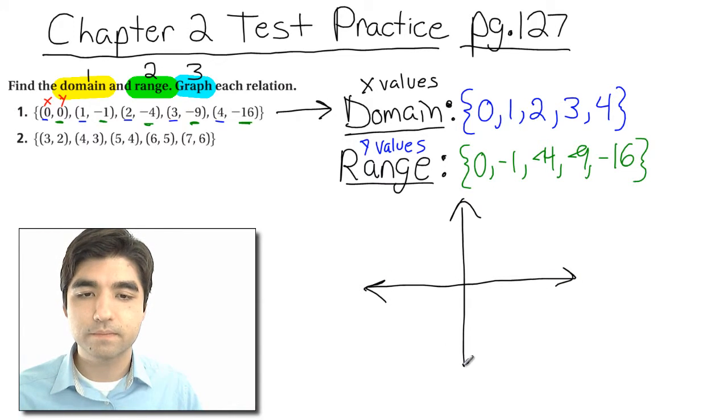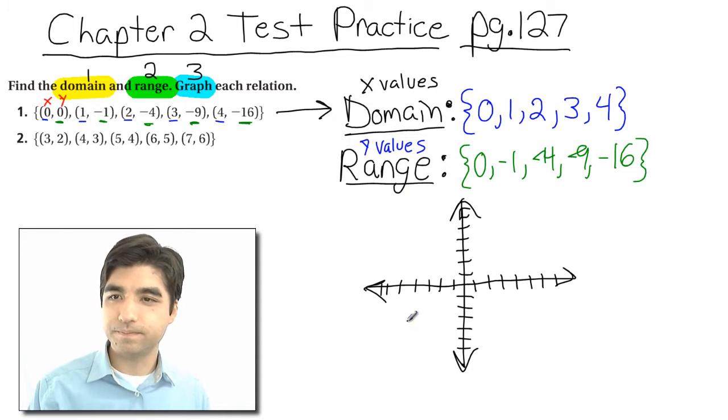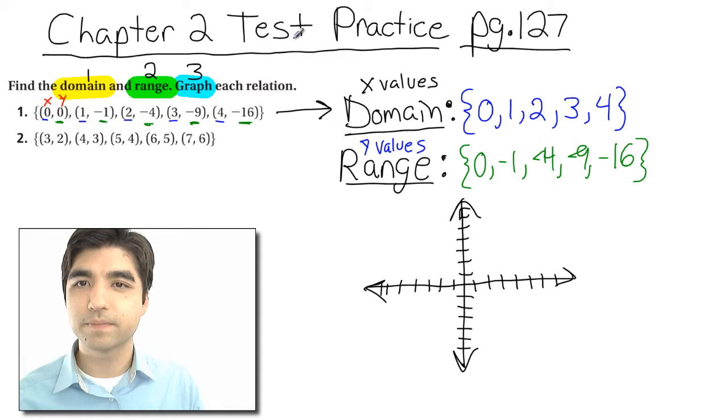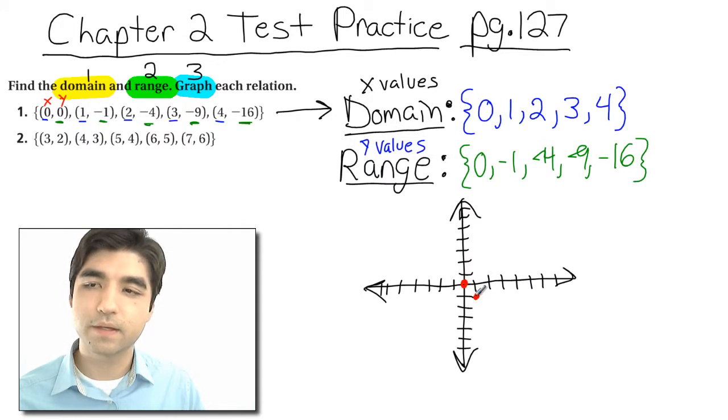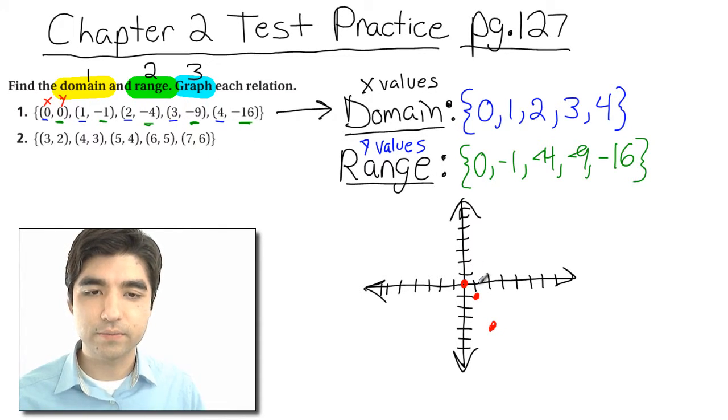So let's make some axes here, and let's put some little tick marks on our axes. They don't need to be super perfect. Okay, now we need to graph each one of these points. So 0, 0, that's right here, and then 1, -1, we go over 1, down 1. And then 2, -4, we go over 2, down 4. Right here, yeah.